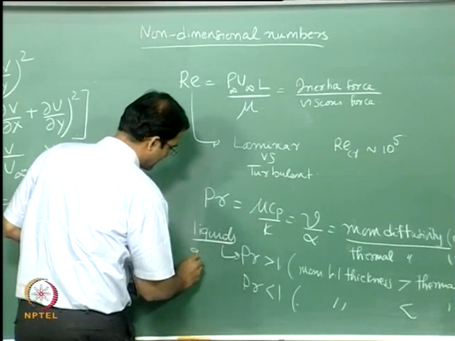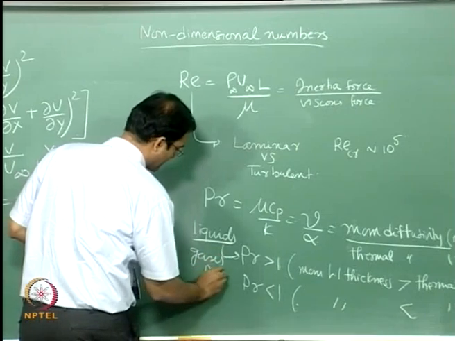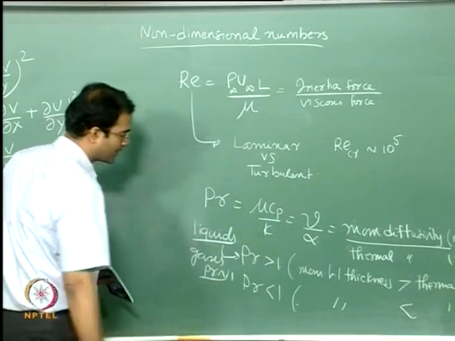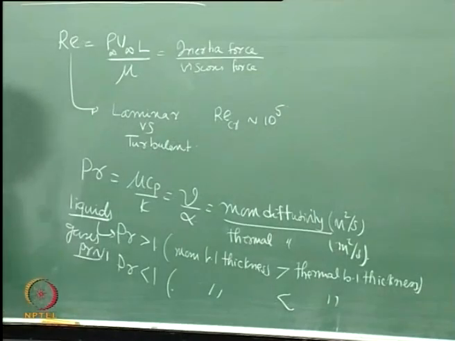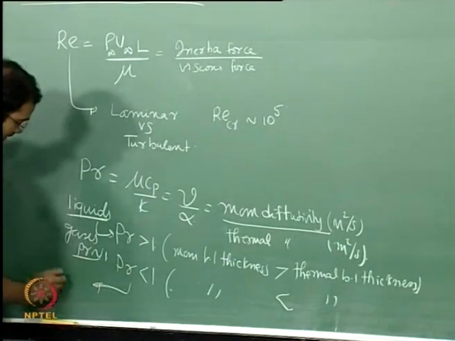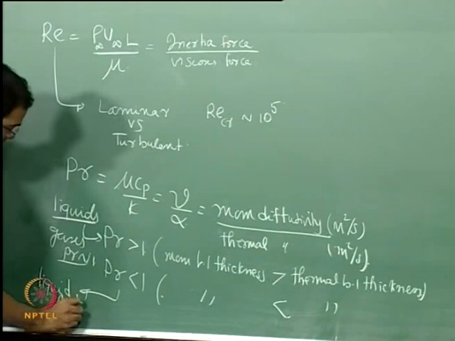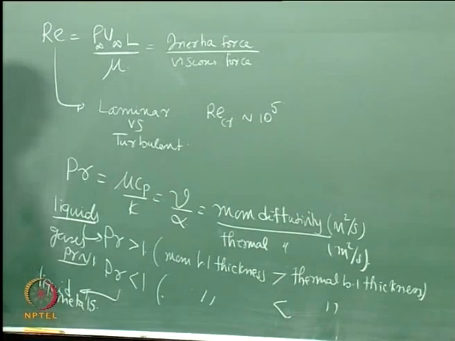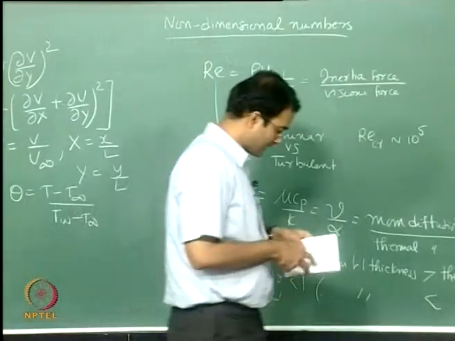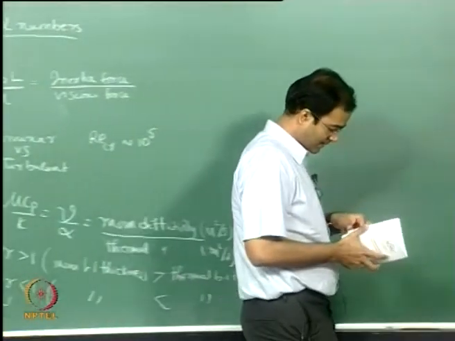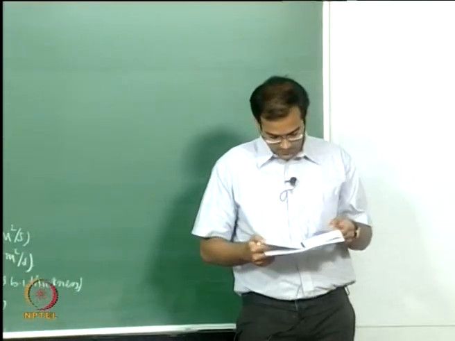So gases have a Prandtl number approximately 1, and liquid metals fall under the category where your Prandtl number is much lower than 1. So this is the other non-dimensional number appearing in the energy equation.